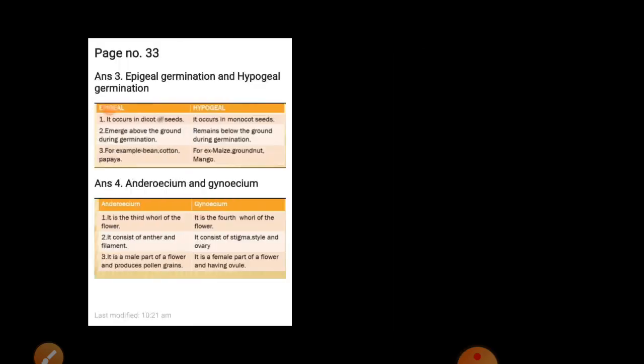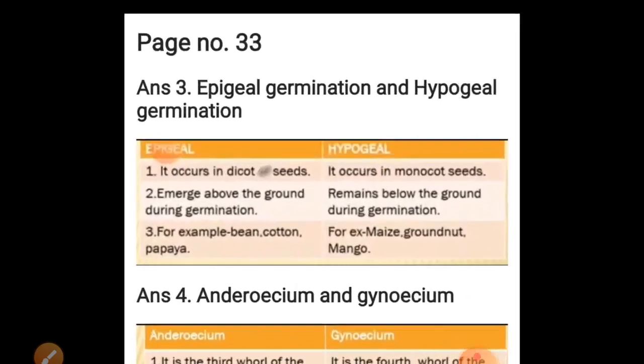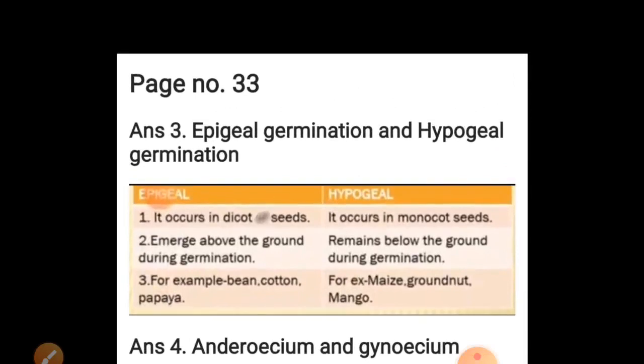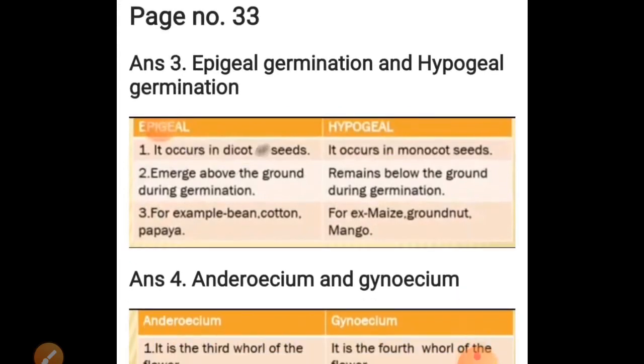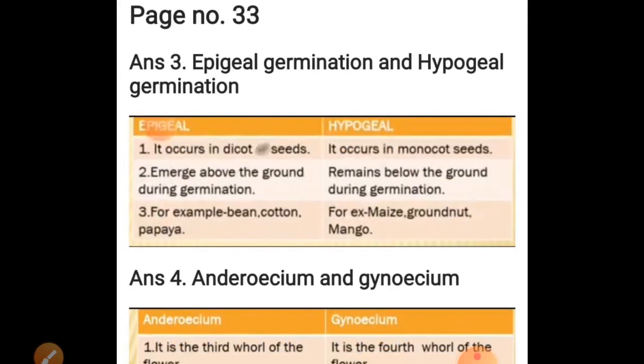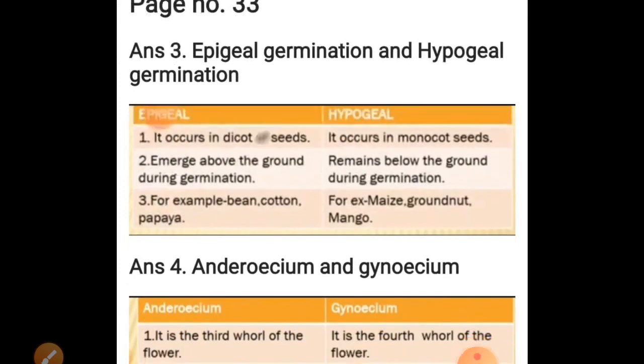And the next is epigeal germination and hypogeal germination. So first, epigeal, it occurs in dicot seeds. Number 2, hypogeal, it occurs in monocot seeds. Second, epigeal cotyledons emerge above the ground during germination. Hypogeal cotyledons remain below the ground during germination. Epigeal, for example, bean, cotton, papaya. Hypogeal, example, maize, groundnut, mango.